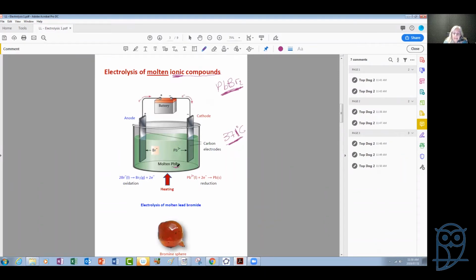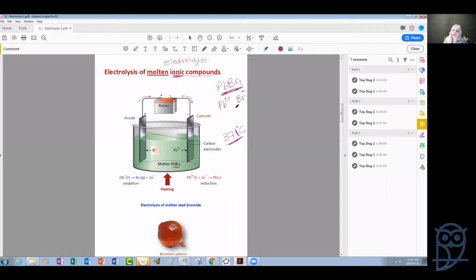So if we heat lead bromide and it becomes molten, its ions separate. And once they are separated, they are easy to move, and therefore it conducts, it becomes an electrolyte. So molten ionic compounds are electrolytes. Electrolytes because they have ions that can move. All these are electrolytes.